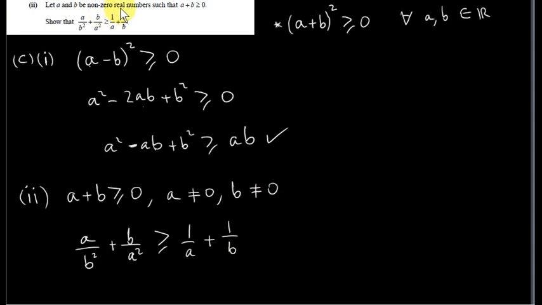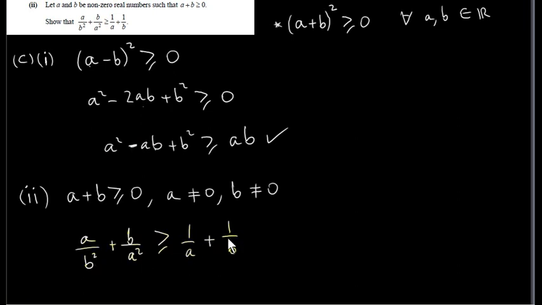Let a and b be non-zero real numbers such that a + b ≥ 0. Show that a/b² + b/a² ≥ 1/a + 1/b. So we're given that a + b is greater than or equal to 0, and we're also given that a is non-zero and b is non-zero. Now, we start by assuming this is true, and we deduce some consequences, and hopefully we will end up with something that we know to be true. And then we can reverse the steps. So that's the idea. So I'll start with this.